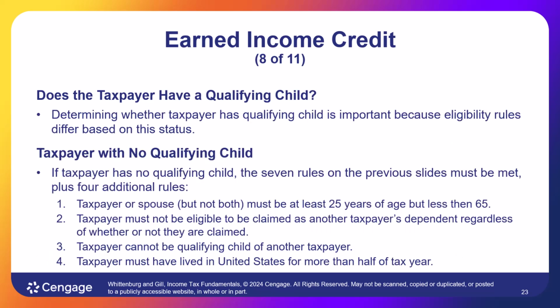So when you're determining does the taxpayer have a qualifying child, the eligibility rules differ based on their filing status. If a taxpayer has no qualifying children, the 7 rules on the previous slide must be met, plus 4 additional. You must be over 25 and under 65. You must not be claimed as a dependent on someone else's tax return. The taxpayer cannot be a qualifying child of someone else, and you must have lived in the United States for more than half the year.